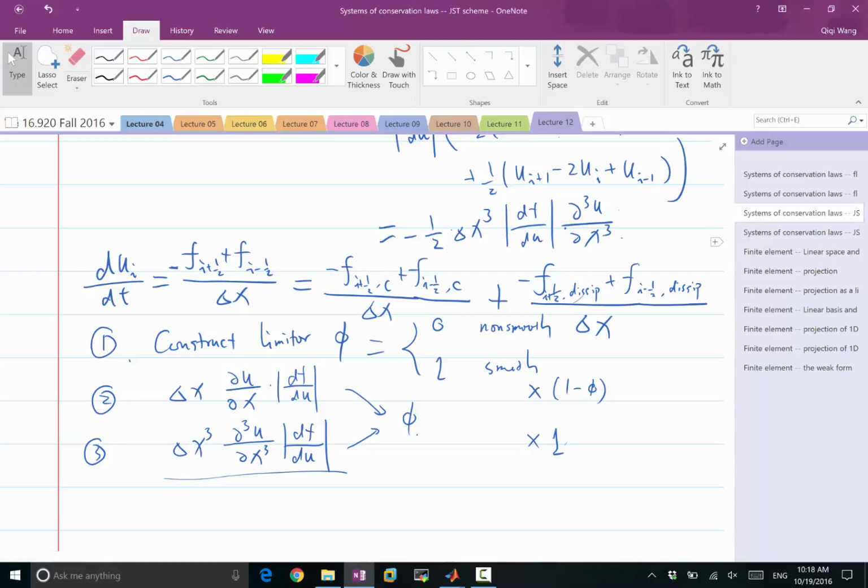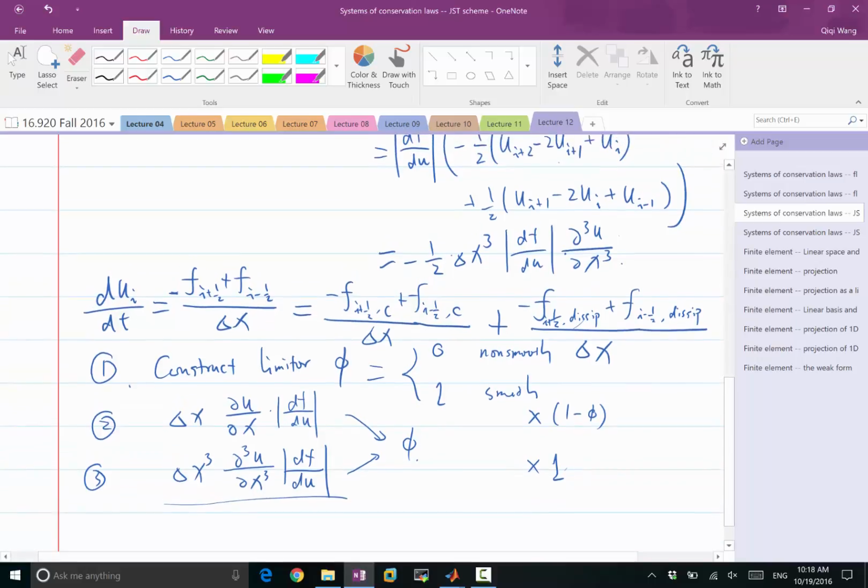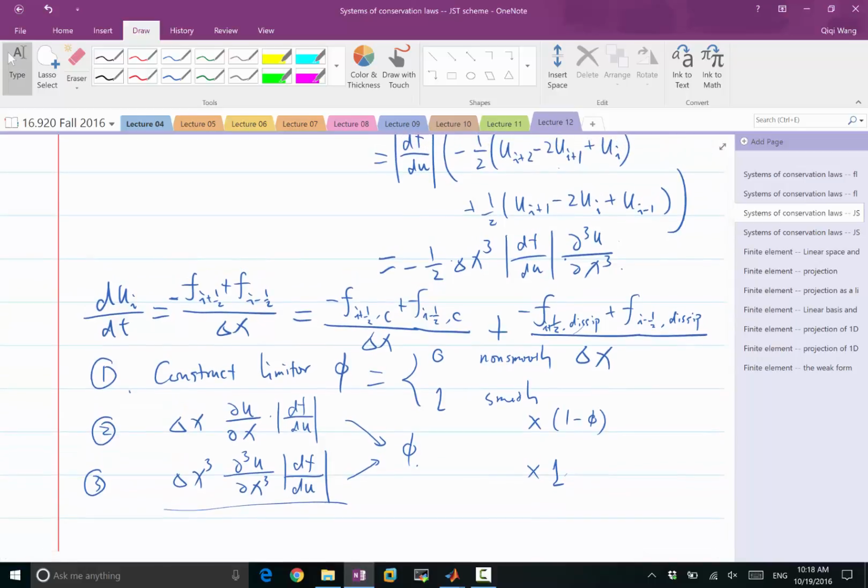Yes? I'm not very clear how to use the limiter to decide how to include the third order dissipation. Oh, that's a good question. The third order dissipation can be always 1. That's the simplest way to determine the third order dissipation. It's always on, because if we don't have a shock wave, it can be there, providing stability while giving us at least second order accuracy.